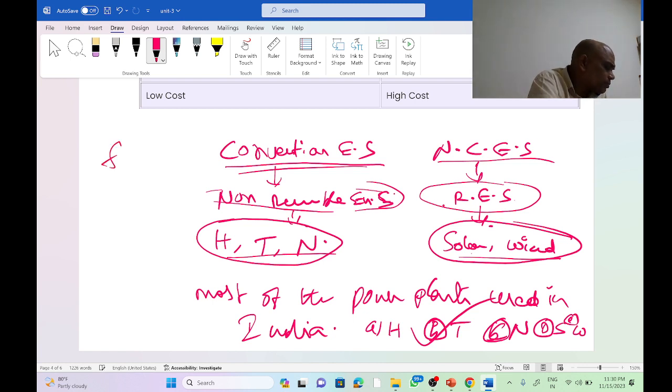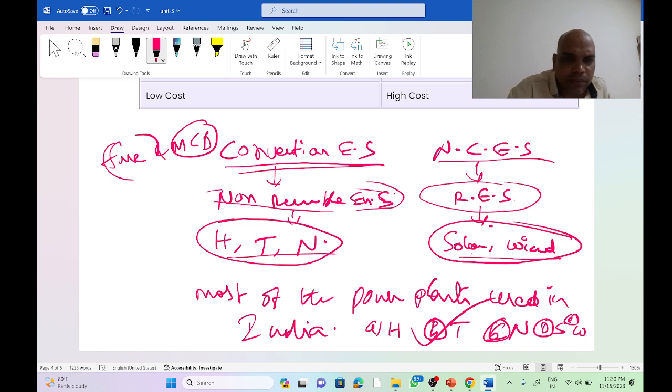Now, fuse and MCB. What is the main difference between fuse and MCB? Fuse: if overload current passes through the fuse, what happens? Automatically it will melt. But coming to MCB, what happens? It will sense the overload and open the circuit automatically. And in a fuse, we have to replace the fuse if it is damaged.